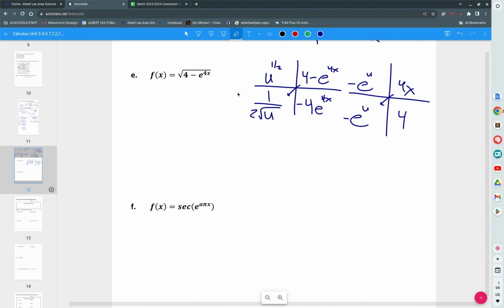So let's work this through. We've set it up. As I multiply, I get the negative 4e to the 4x. When you multiply these, notice it's going to be a negative 2 in the top. It's going to be an e to the 4x. In the denominator, we have the square root of 4 minus e to the 4x. That's your derivative.